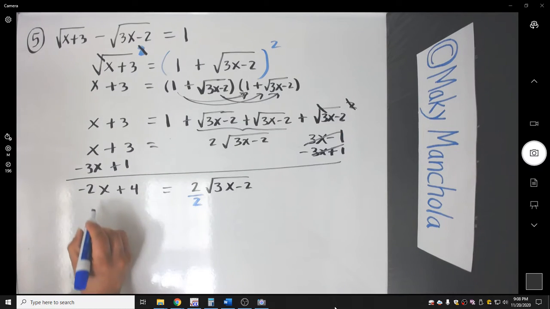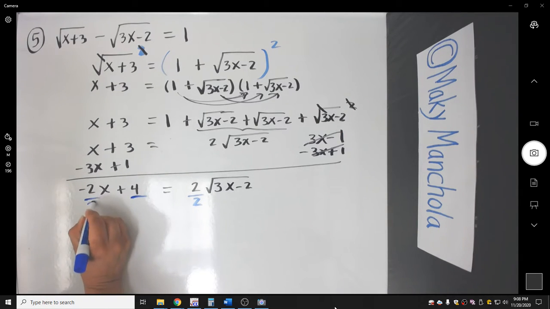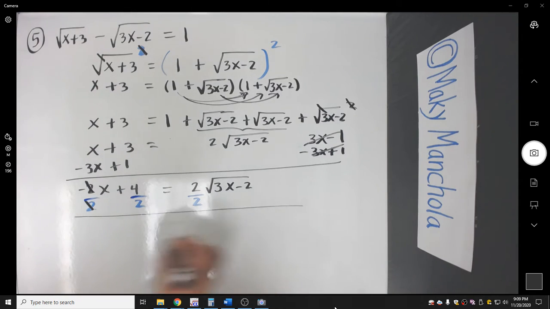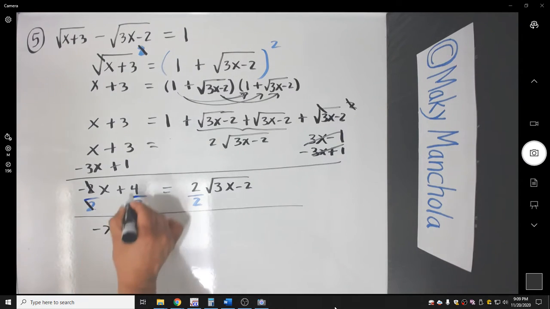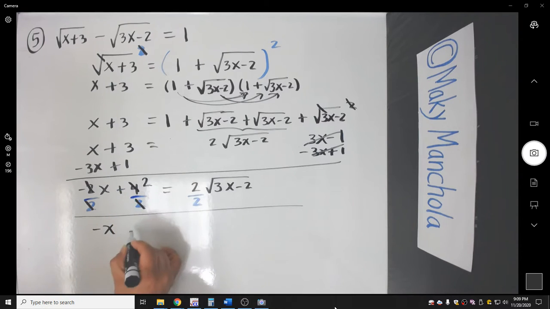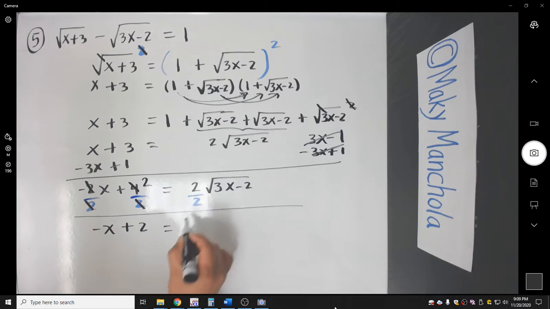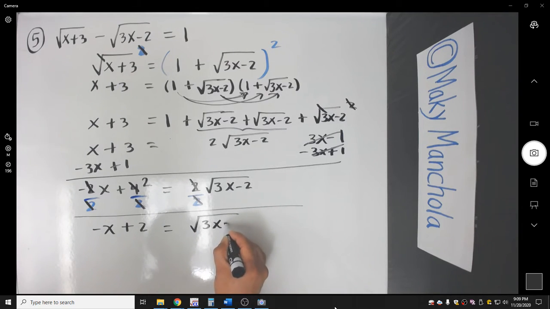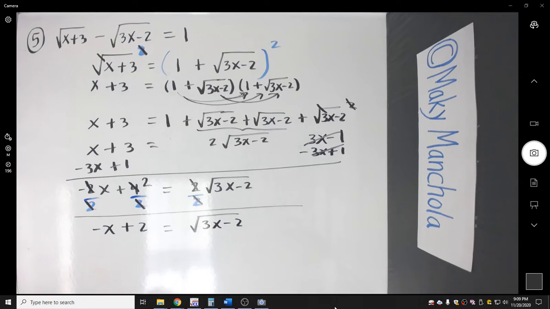Right hand side divide by 2. Left hand side divide by 2. Observe that there is cancellation. The 2's cancel. So we're left with negative x. The 4 over 2 becomes 2. So that's plus 2 equals. The 2's cancel. So we obtain the square root of 3x minus 2. Now we square both sides to get rid of this last radical.